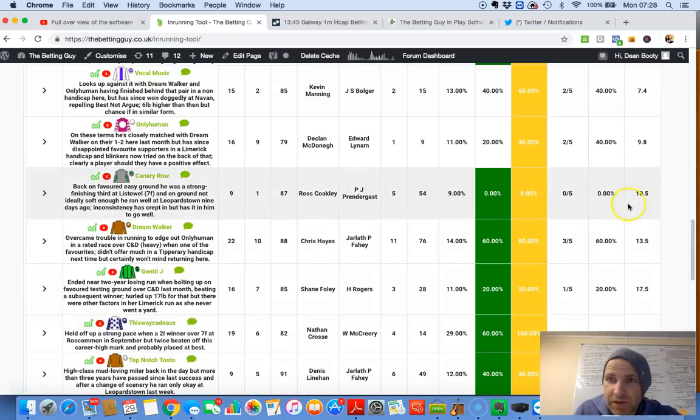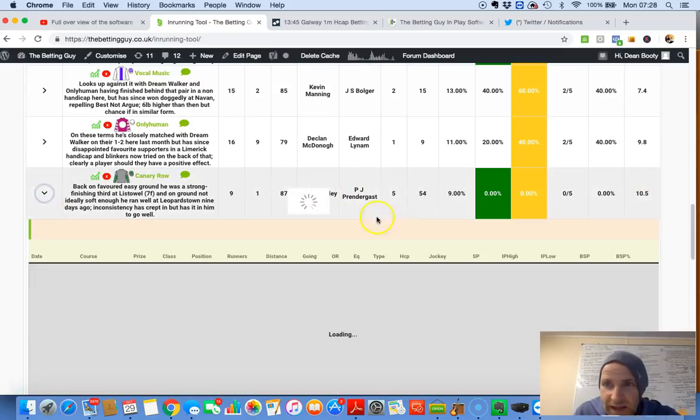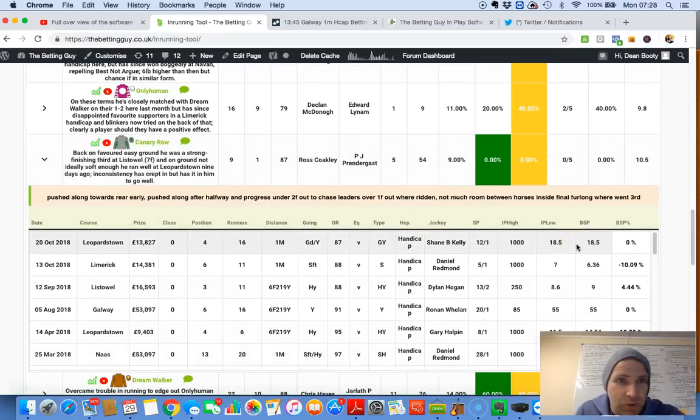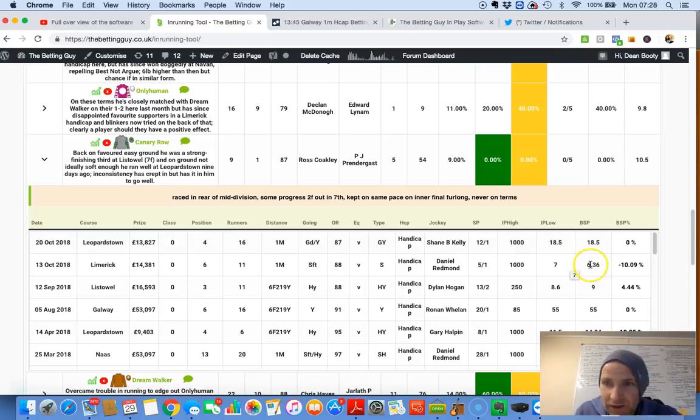Oh, 0%. None in 5 at 10.5. Oh, yeah. This looks like a potential later back. 18. So pushed along towards rear. I love horses like that. Look, 18.5. Never went any lower. 6.36. Never went any lower. Went to 7. Raced in rear. Now this to me looks like a perfect later back horse. 10.5 as well. It looks a fantastic opportunity.